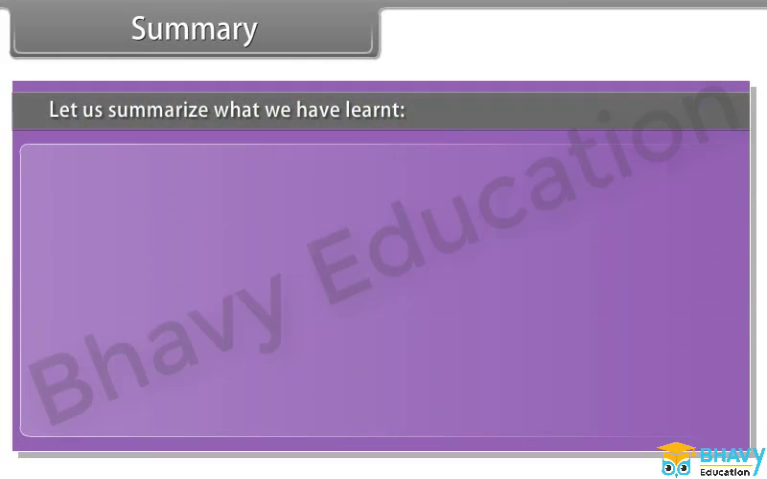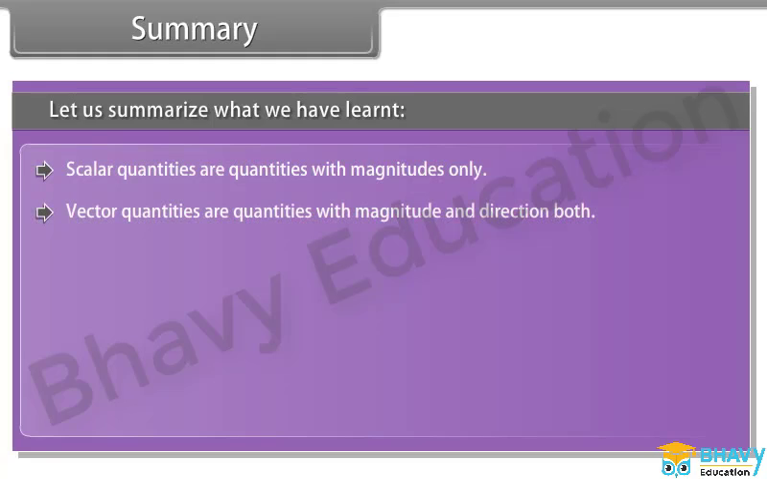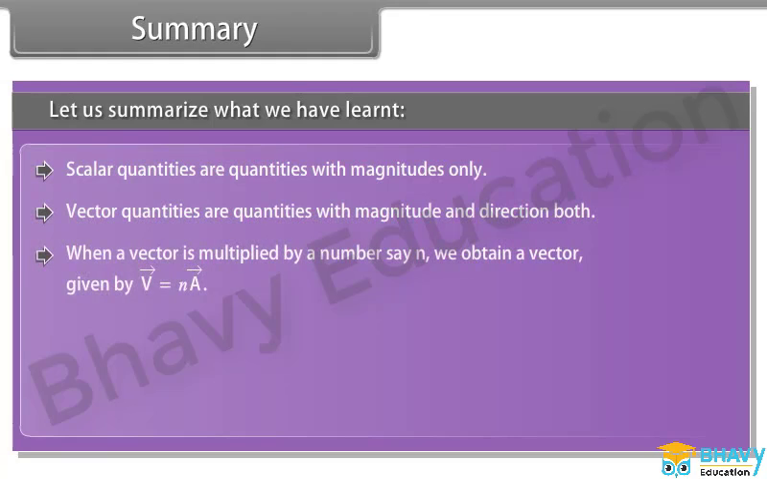Summary. Let us summarize what we have learnt. Scalar quantities are quantities with magnitudes only. Vector quantities are quantities with magnitude and direction both. When a vector A is multiplied by a number say n, we obtain a vector v given by v vector equals n times A vector.